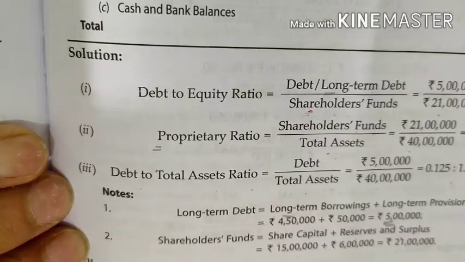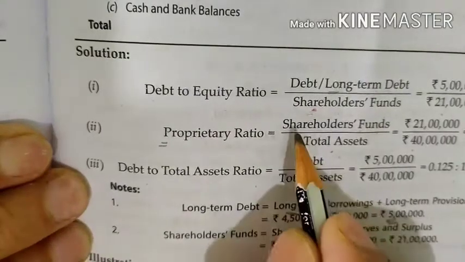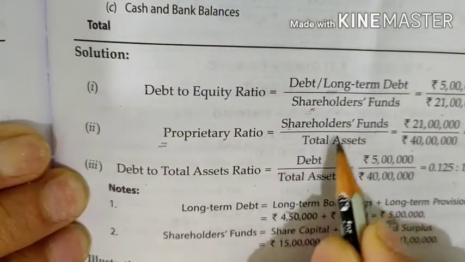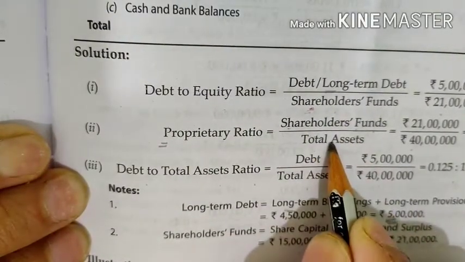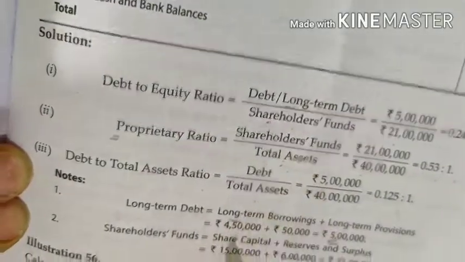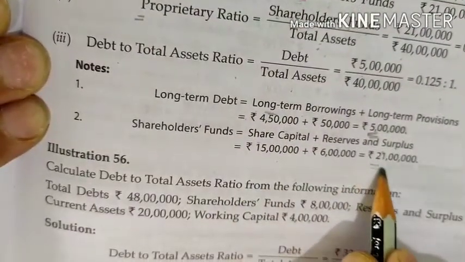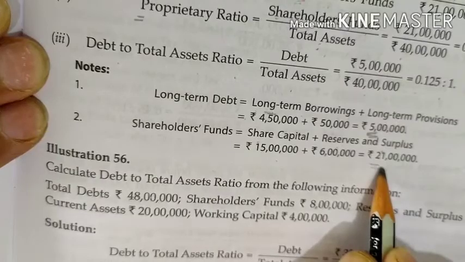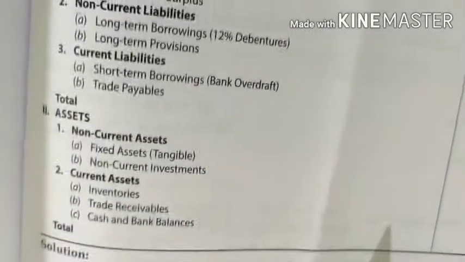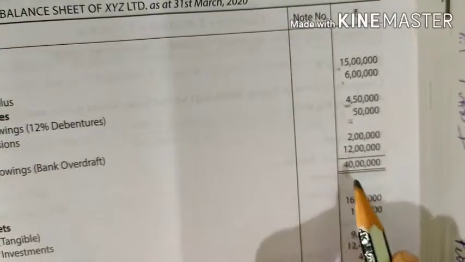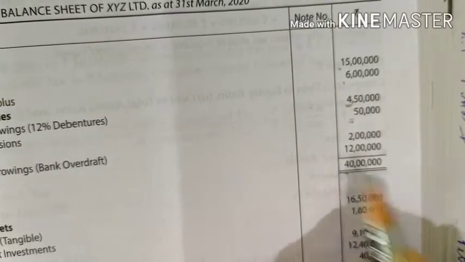Now you need to calculate the proprietary ratio, and the formula is shareholders fund by total assets. Shareholders fund we have already calculated previously, which is 21 lakhs. What you require is total assets. Total assets we can get from the balance sheet. Here the balance sheet value is 40 lakhs.